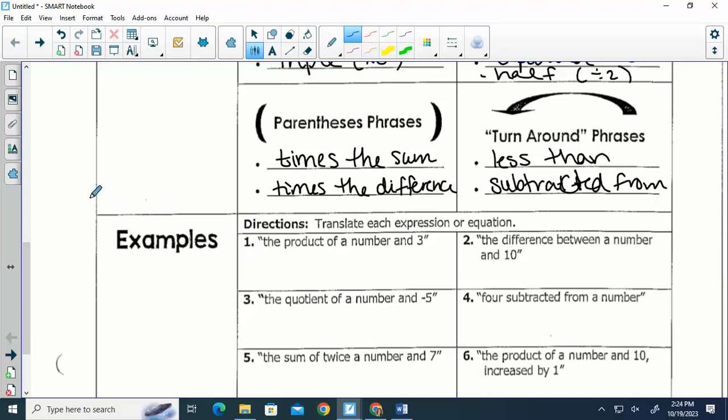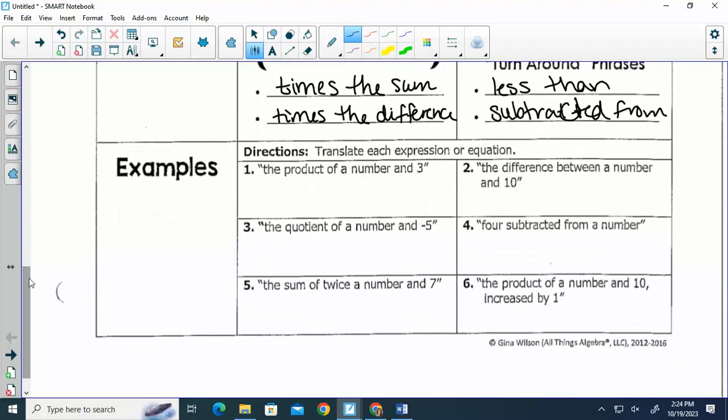All right. So now we are just going to write an expression for each of these scenarios. They all will talk about a number, so we could use whatever variable we like for a number. I'm probably just going to use x's for everything. The first one is just a phrase. There's no equal sign or anything. We are not solving anything. We're just trying to take the words and put them into symbols.